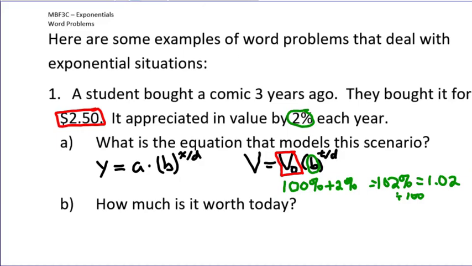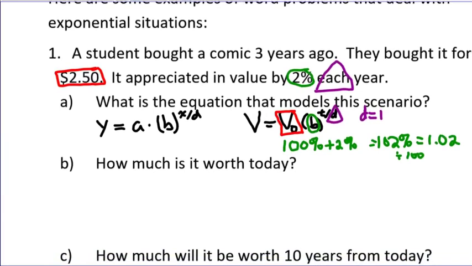And as I mentioned earlier, the D value controls if you're increasing every year or every 3 years or every 5 years or whatever the time value might be. So in this case, our D value here, and I'm going to use a triangle to highlight the D, is each year, which is just 1, so D is equal to 1. So I'm going to put all of those values into the equation in part B here, where it's asking us how much is the comic book worth today, but I just wanted to show you where all those numbers come from.